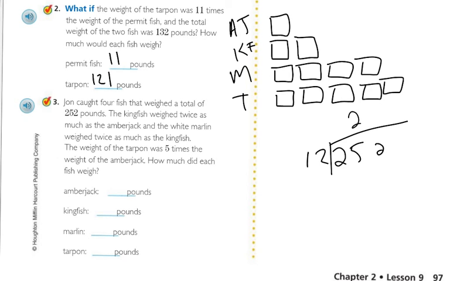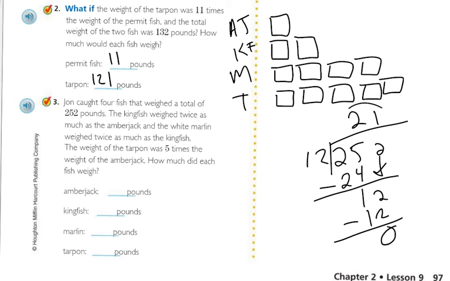12 goes into 25 2 times. 2 times 12 is 24. I subtract, I get a 1. I bring down my 2. 12 goes into 12 1 time. 12 times 1 is 12. I subtract, I get 0. So each one of these boxes is worth 21.